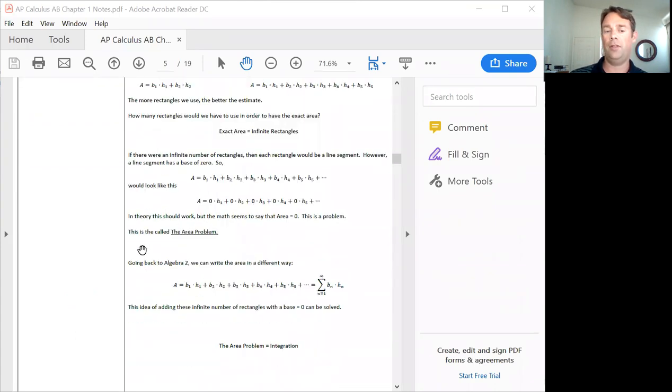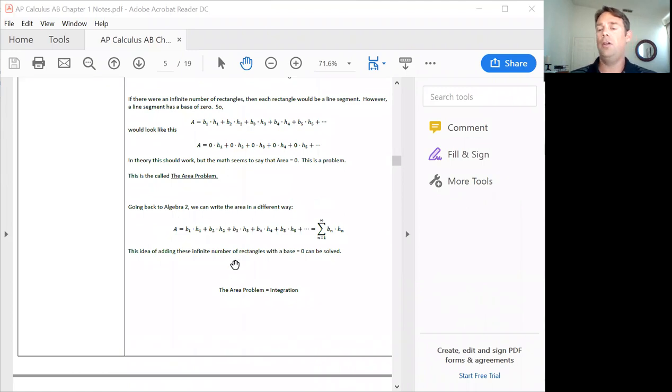Well, friends, that right there, that's called the area problem. The area problem is what integration is, or specifically what a definite integral is. So the area or displacement under a curve is called the definite integral. And that's the third big thing that we'll be learning about here in AP Calculus.